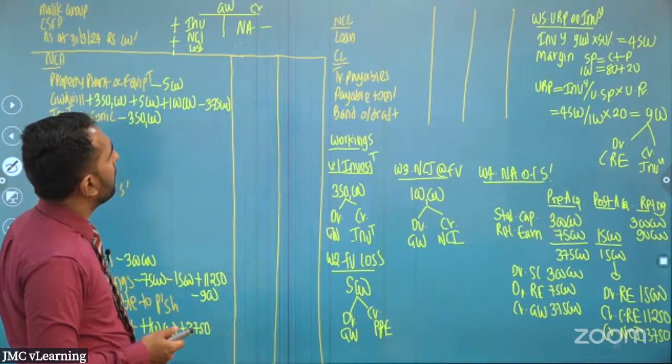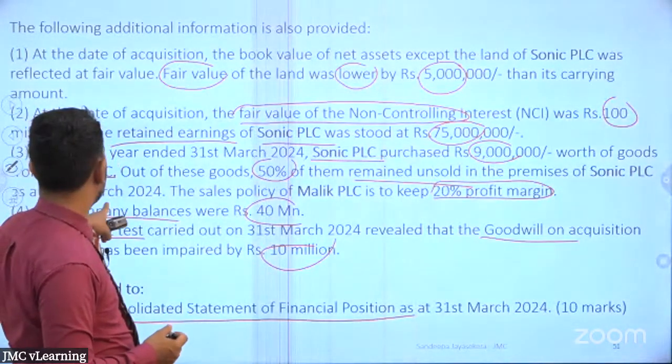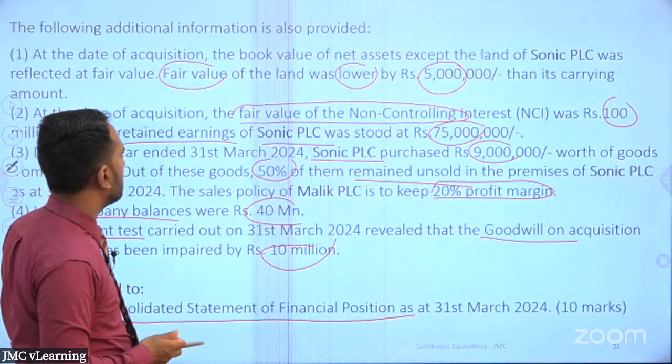Okay. So we have done the URP adjustment. Next one, intercompany balances 40 million.